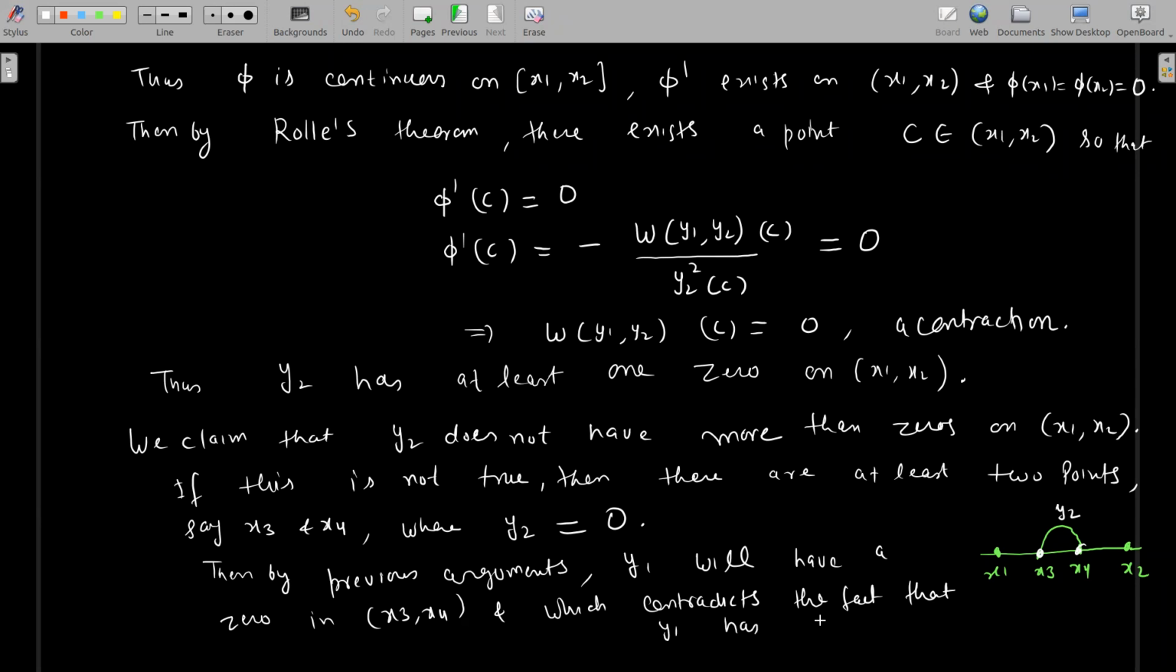y1 has two, or you can say which contradicts the fact that x1 and x2 are two zeros of y1. So this completes the proof.